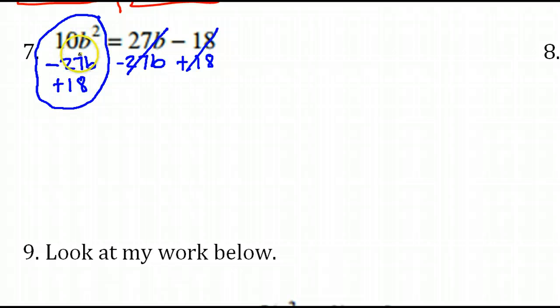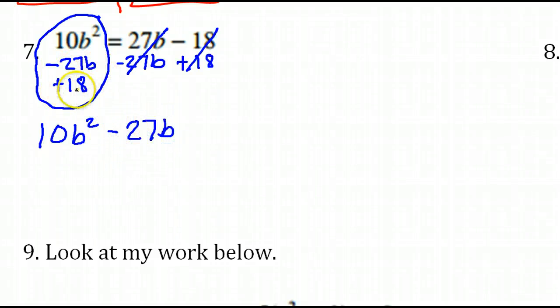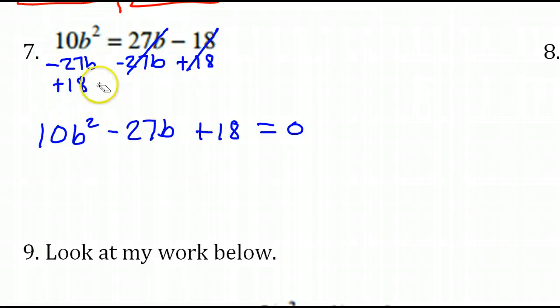None of these are like terms, so I just put them all in a row. I'm going to have 10b squared minus 27b plus 18 equals 0. They're not like terms, so I just write them side by side.